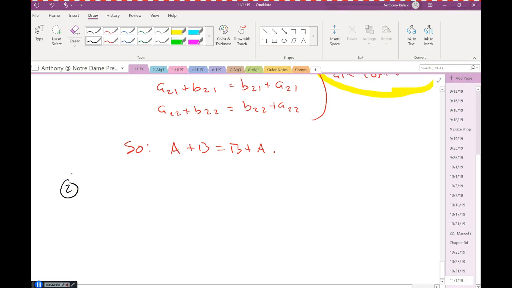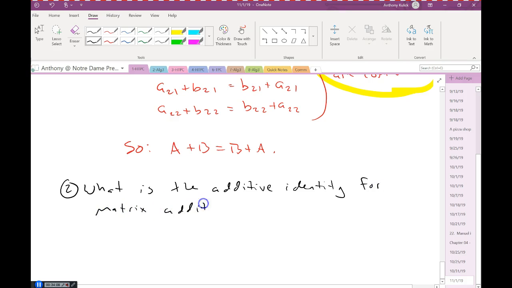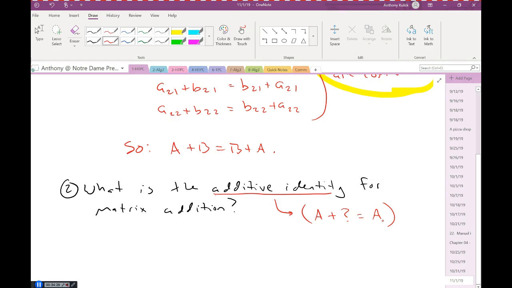Okay. The next thing I want to ask is, what is the additive identity for matrix addition? When I say additive identity, what do I mean? I want to know what I can add to matrix A so that I just get matrix A again. So that's what we mean by an additive identity: it maintains the identity of whatever you're adding to it. It doesn't change it at all.